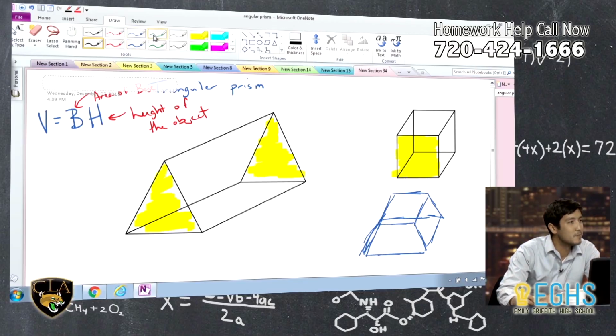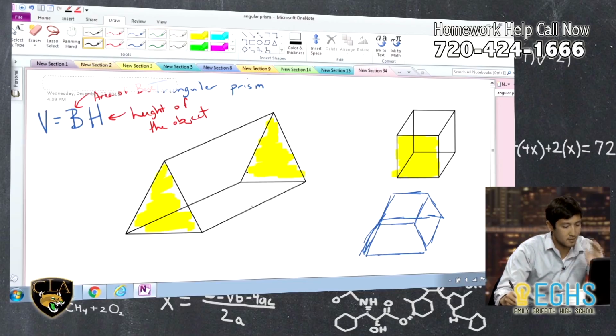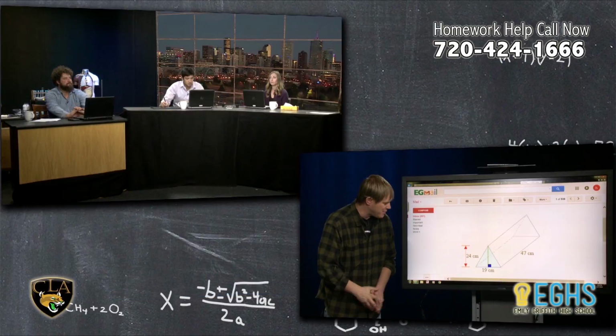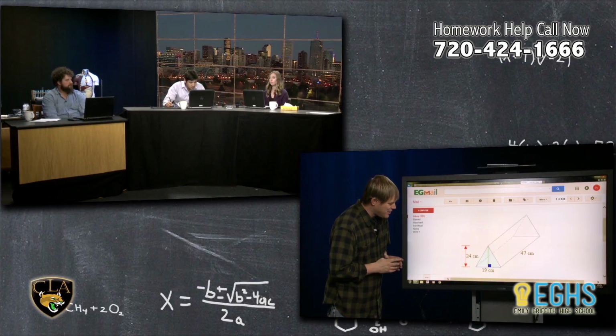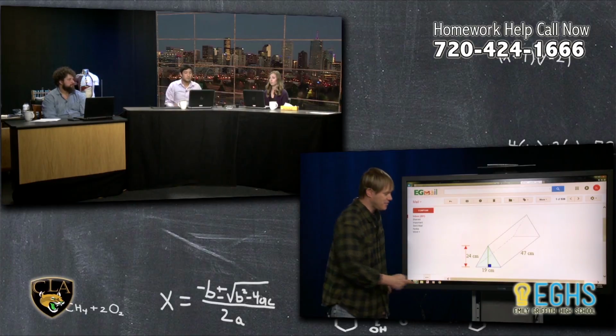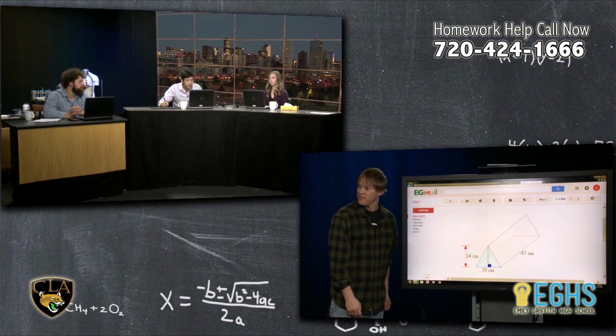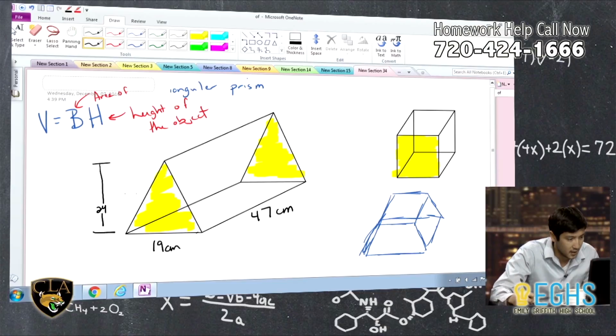Okay, let's see here. So we had some dimensions here. We got 24 centimeters high, 19 centimeters wide, and 47 centimeters long. Gotcha. Okay. So I'm going to talk about those dimensions.